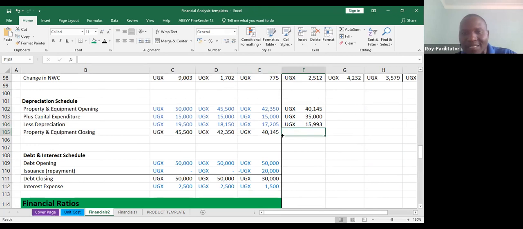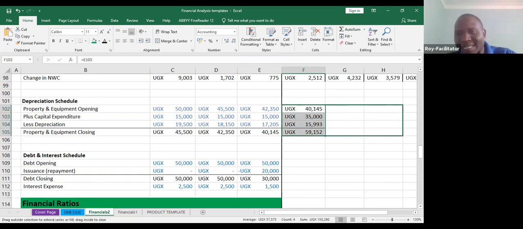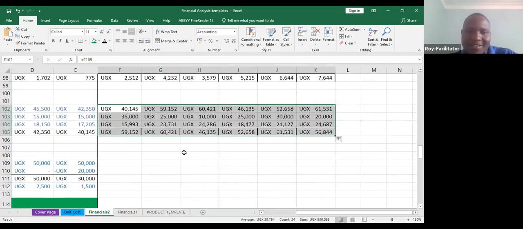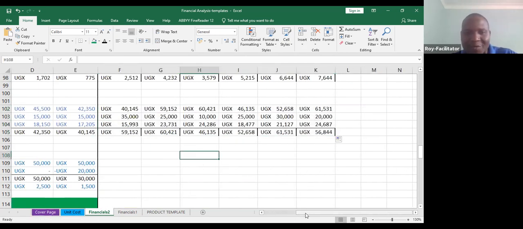I'll just do this. Sorry. So basically, our closing property and equipment is the opening property and equipment, plus what we bought, minus the depreciation. You can see the formula was already here below. I'll just bring it. Now I'm going to capture all of them and extend the formula. It brings everything flawlessly. Okay, now you can see we finished our property and equipment.